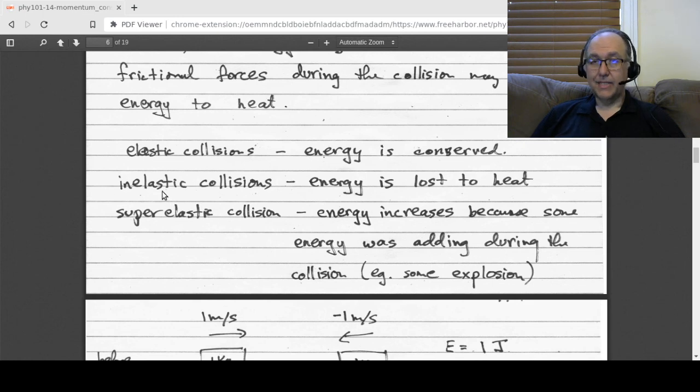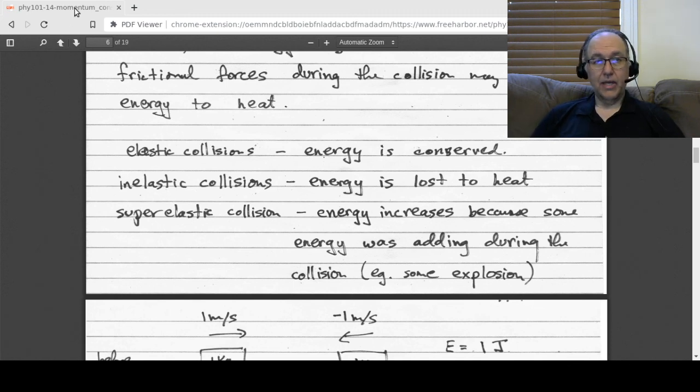All right. Inelastic collisions, remember, momentum is always conserved. So in an inelastic collision, the momentum is conserved, but the energy is lost to heat. Okay, so we actually have a decrease in energy during inelastic collisions. And then the third type of collision, as you might guess, is called a superelastic collision. And this is where the energy increases, and the energy increases because of some explosion. Okay, somehow energy was added to the system during the collision. All right, and so there are 3 possibilities there. Let me show you how you can have momentum always being conserved, but energy sometimes conserved, sometimes lost, and sometimes gained during a collision.